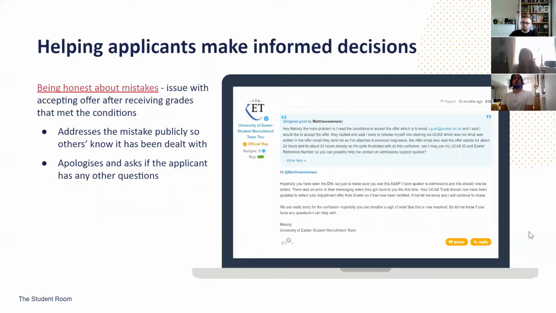Here's another example. This one comes from the University of Exeter student recruitment team, and this is about being honest about their mistakes. The issue is about accepting an offer after receiving grades that met certain conditions. What Exeter have done really well here is address the mistake publicly so others know it's been dealt with, and they apologise and ask if the applicant has any other questions. Definitely do this if there has been a mistake. You really want to make a positive perception of the university on site. And I think Exeter did that really well here.